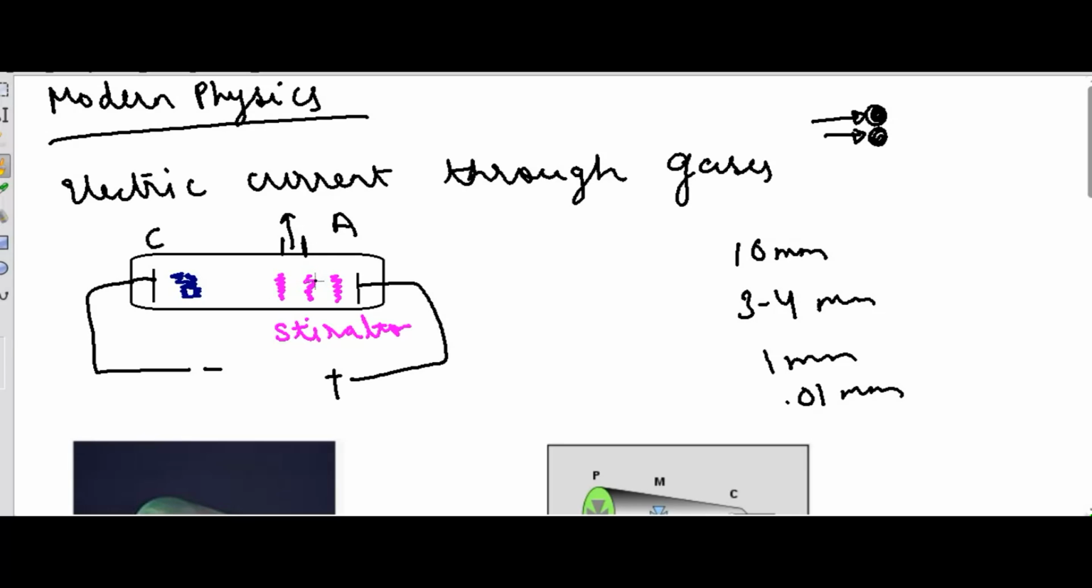So that's the reason there again you get a dark spot, a dark glow, and again after the collisions they lose their energy. So the process goes on and on, and that is the reason we have alternating bands of dark, bright spots and dark spots. So this is the basic overview of the cathode ray experiment, and let us study some of the properties of cathode rays.